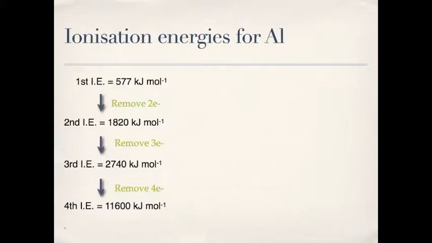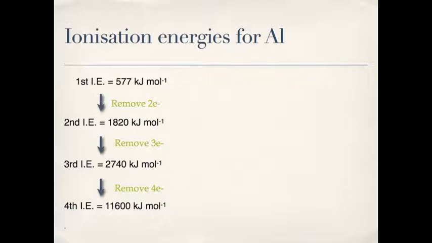We see that the first ionization energy for aluminum, to remove its first electron, is quite low at 577 kilojoules per mole. As we go further down at removing more electrons, the amount of energy required is extremely large and almost impossible to do when you get to the fourth ionization energy. Aluminum is not going to give away 4 electrons. The number is far too big.